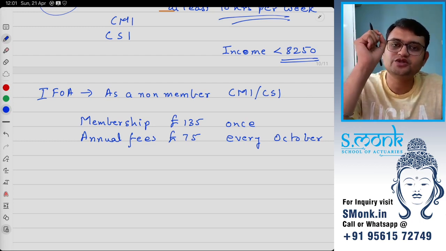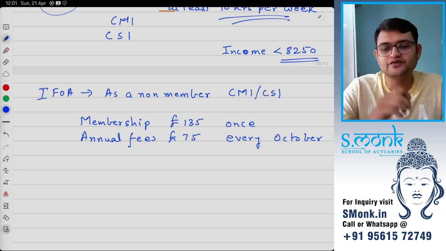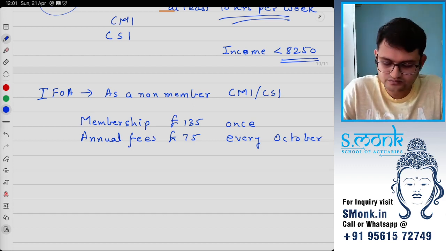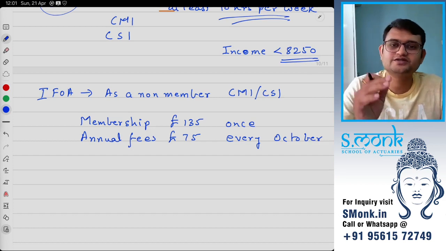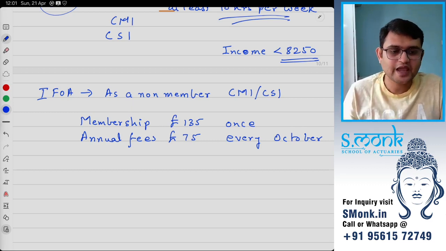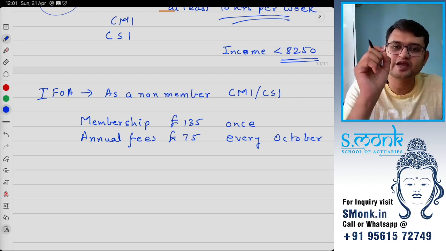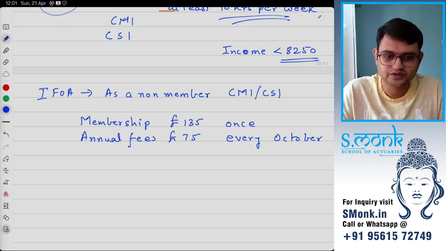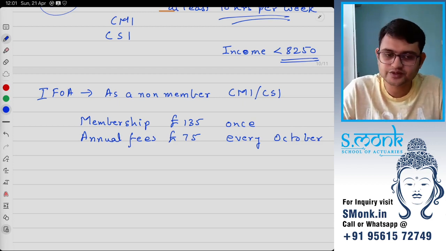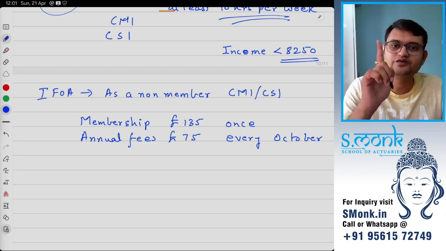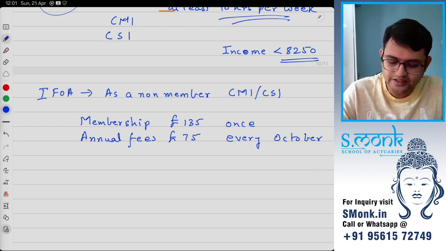If I took the membership on 31st September, even then I will have to pay this annual fee on 1st October. Actually September has only 30 days, right? So on 30th September, even then I will have to pay this annual fee on 1st October. And if I take membership on 2nd October, I'll have to pay this annual fee next October. So you can decide when to take the membership. I always recommend that when you're giving an examination in September, if you're giving only one examination, then give it as a non-member.